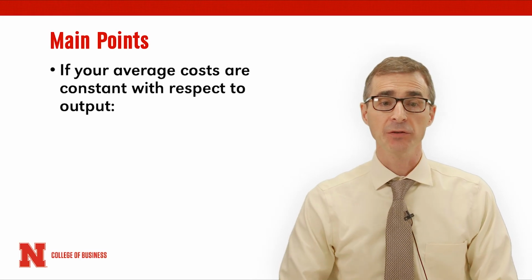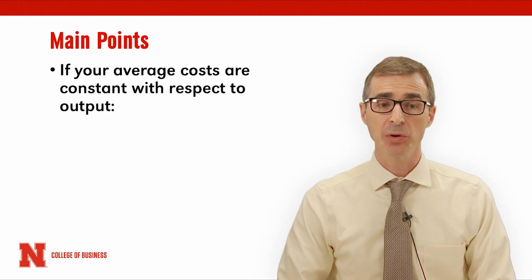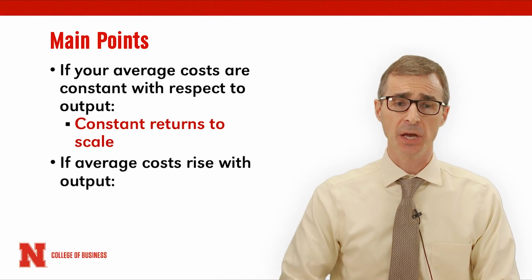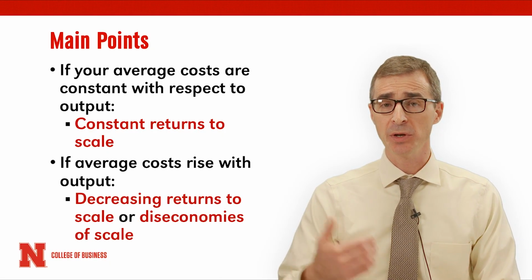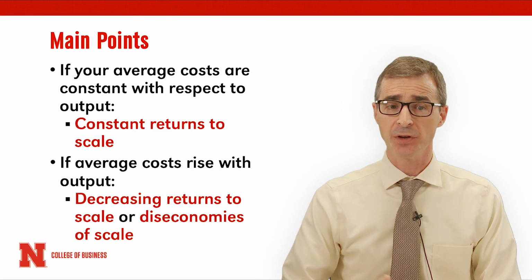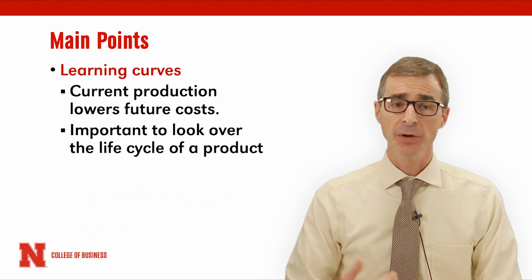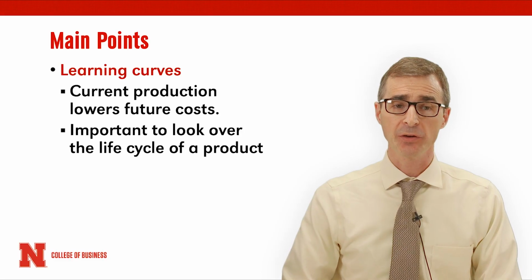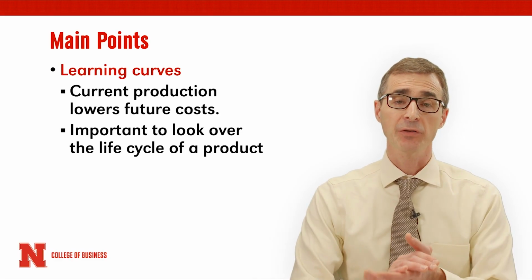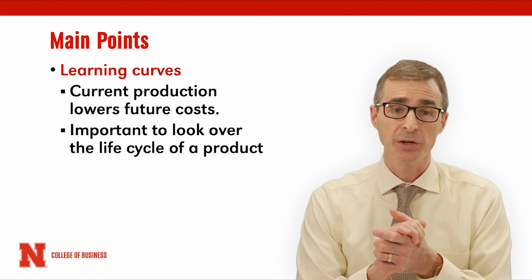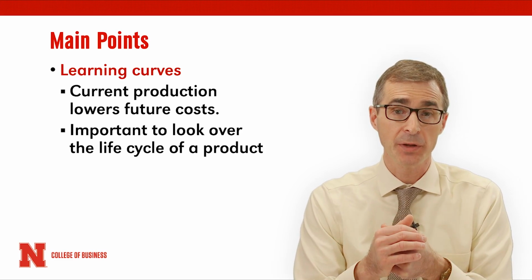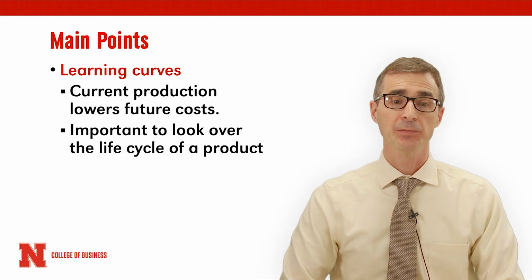So if your average costs are constant with respect to output, economists refer to this as a situation of constant returns to scale. If average costs rise with output, economists describe this as decreasing returns to scale or diseconomies of scale. Learning curves lower the current production. Learning curves are characterized by a situation where future production actually costs less as a result of what is learned in the current production process.